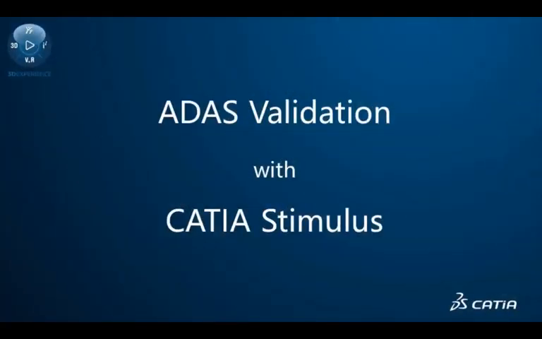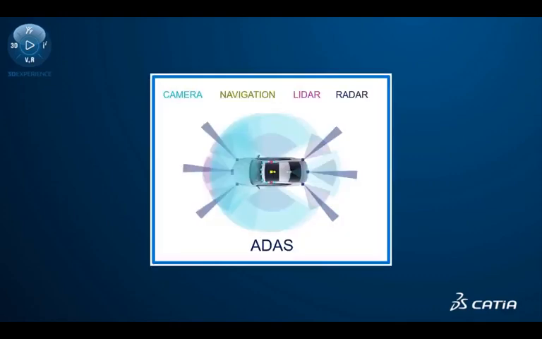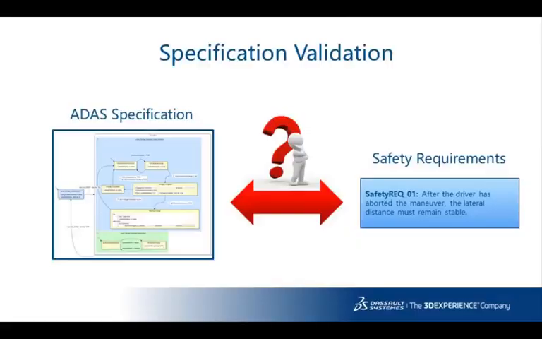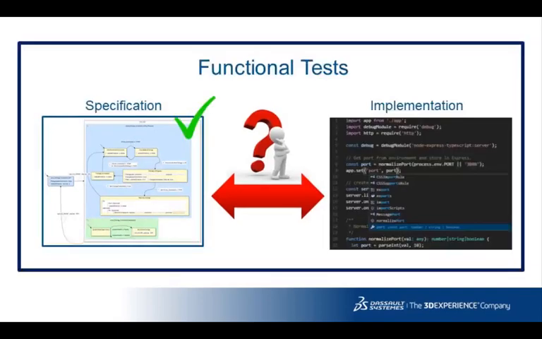How can you validate if your ADAS specification is correct before starting to develop the actual system? How can you detect errors in that specification automatically? And once the system has been developed, how can you test automatically that the ADAS meets its functional specification?